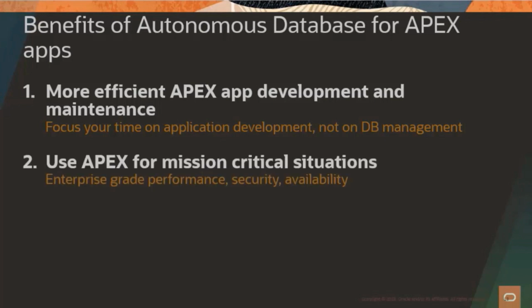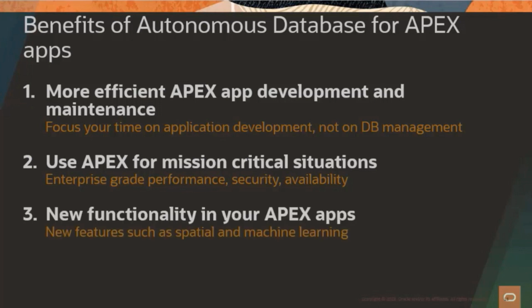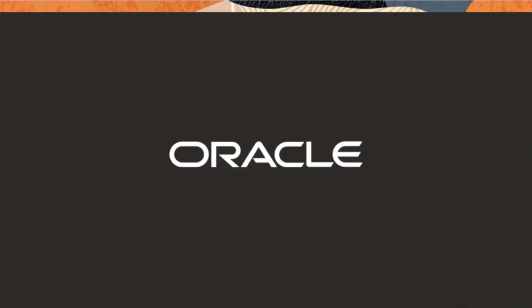Autonomous is also a great match if you're looking to use Apex for mission-critical applications and if your applications need to be more performant. If availability or failover is important, or if you're looking for a higher standard of security, this can be a great match. Last but not least, we can extend Apex applications with new functionality that comes bundled. And we will spend most of the time on these new features. Thanks for your time, and we hope you enjoy these labs.